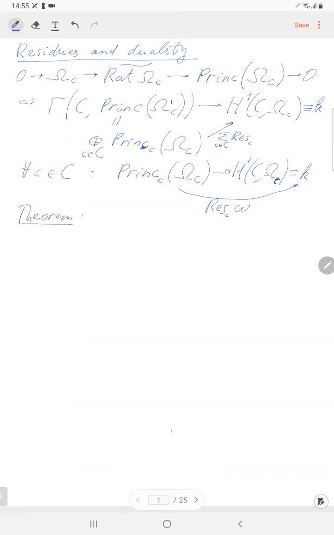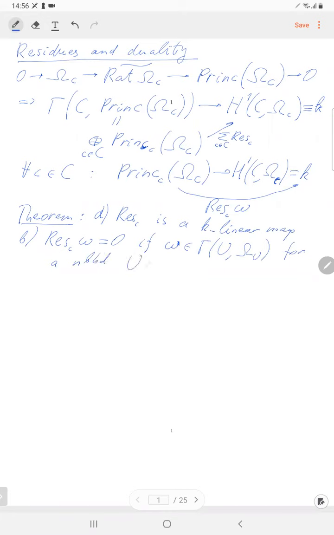Okay, so we're going to prove the following theorem, that the residue at a point is a k-linear map, that is evident. Also, the residue at a point is zero if our rational section is regular in a neighborhood U containing this point. And that's also evident just because there's no principal part. The principal part is zero.